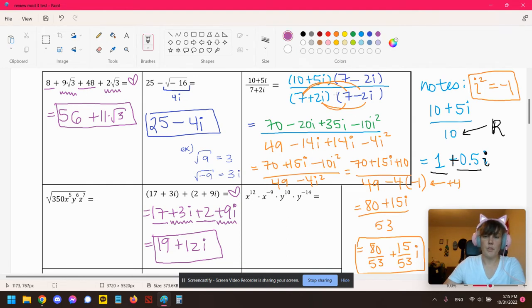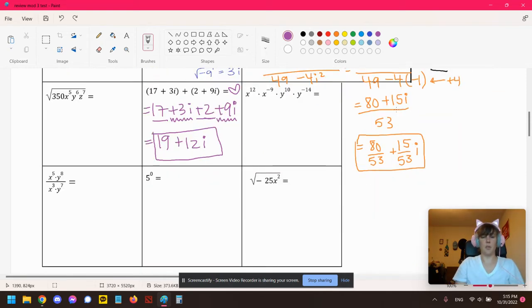Main thing is you're always going to multiply by the conjugate, and it's always the conjugate of the denominator. All right, let's keep going. This one's easy. I'm just going to do it real quick. Anything to the power of 0 that's not 0 is 1. Bada bing.